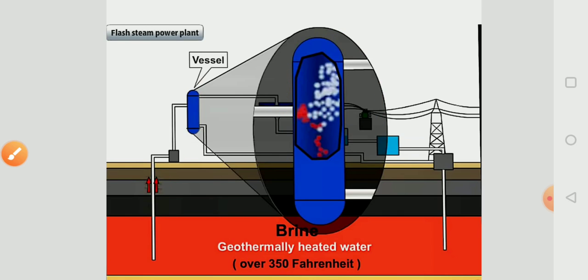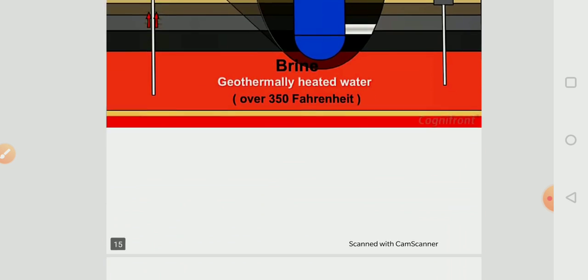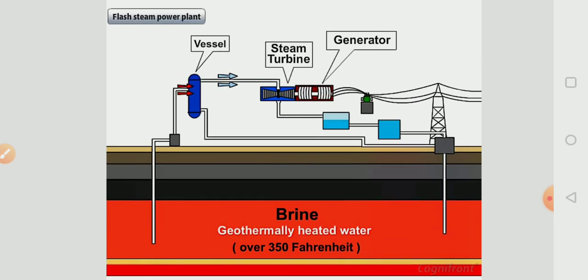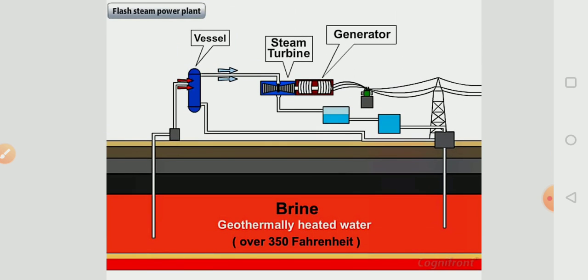Okay, so at first it is transferred to the vessel, now this steam drives the steam turbine which is coupled to the generator, and the waste brine is injected back from here. So this is the working principle of the flash steam power plant.